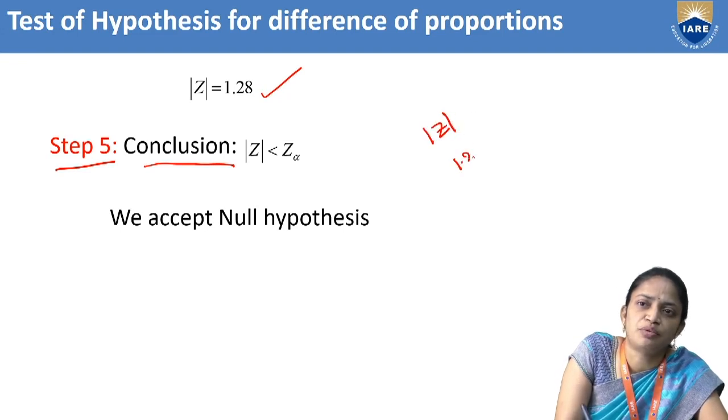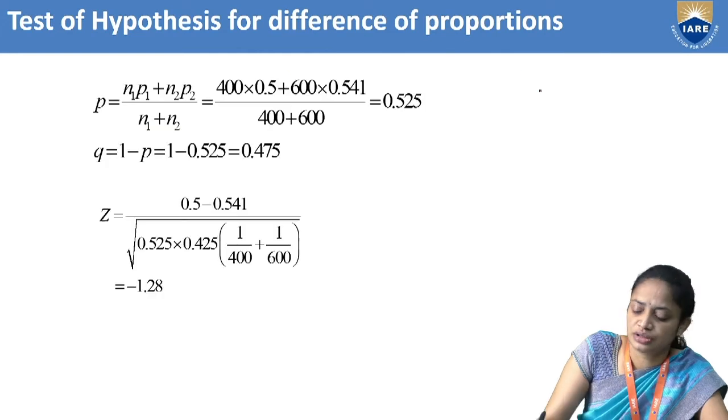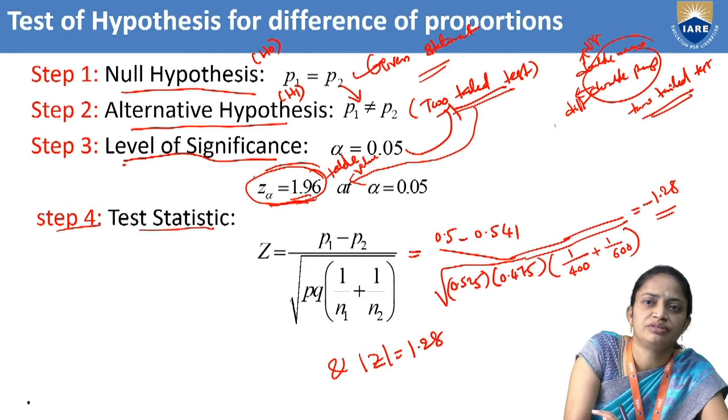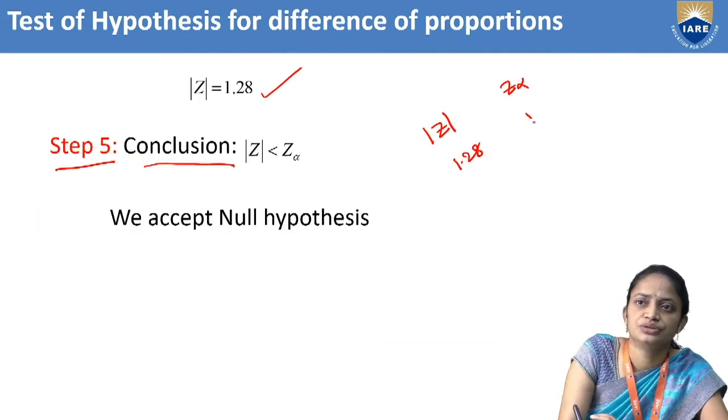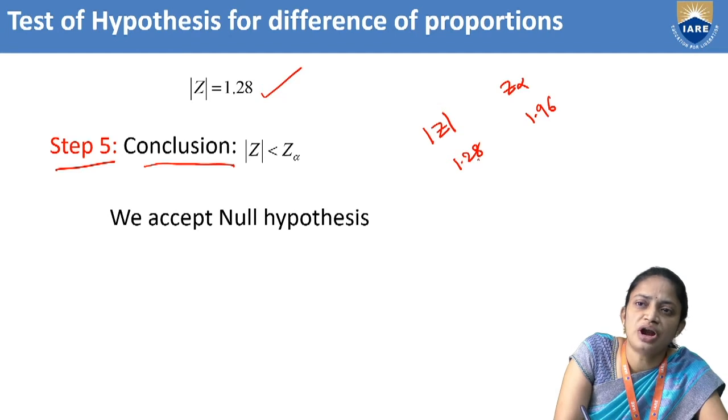So mod Z is 1.28, and Z alpha, we have already taken from the table, that is 1.96. So is mod Z less than Z alpha or greater than Z alpha? Here mod Z value is 1.28 and Z alpha value is 1.96. Whether 1.28 is less than 1.96 or greater than 1.96. Yes, 1.28 is less than 1.96. So that's why mod Z is less than Z alpha.